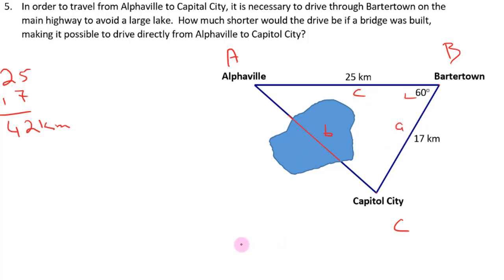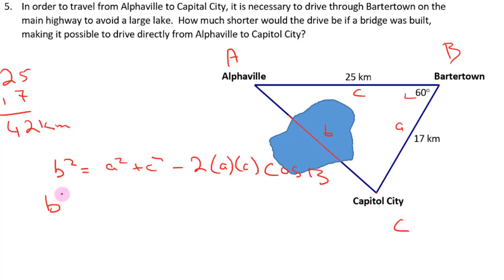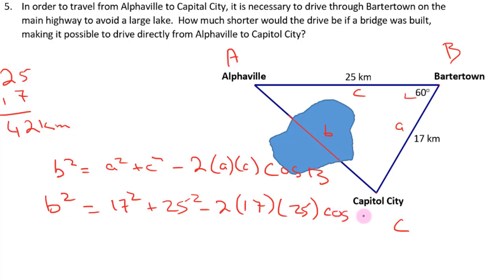And to find a length using the cosine law, we're going to write our cosine law this way. B squared is going to equal A squared plus C squared minus 2 times A times C, and then cosine of angle B. Plugging in what we know, we're looking for B squared. We know that A is 17, so 17 squared. We know that C is 25, so 25 squared, minus 2 times A, 17, times C, 25, times the cosine of angle B, and angle B is 60.